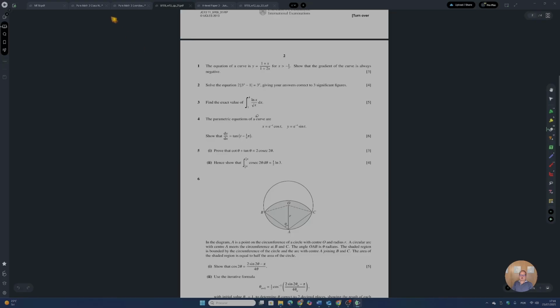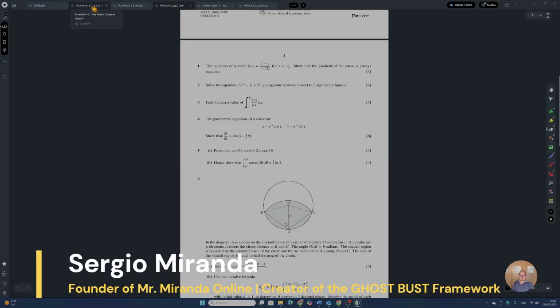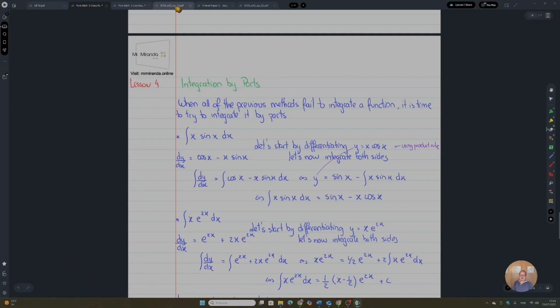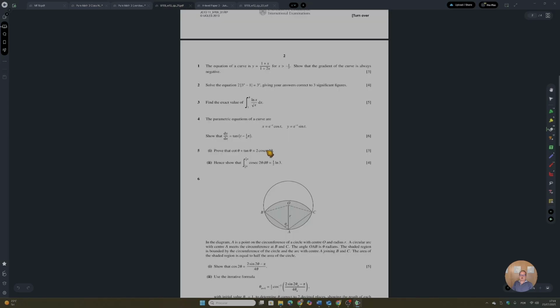Let's now solve some exam questions regarding this topic of integration by parts. The first of which is from October-November 2013, paper 31, question 3. Find the exact value of the integral from 1 to 4 of natural logarithm of x divided by square root of x dx.